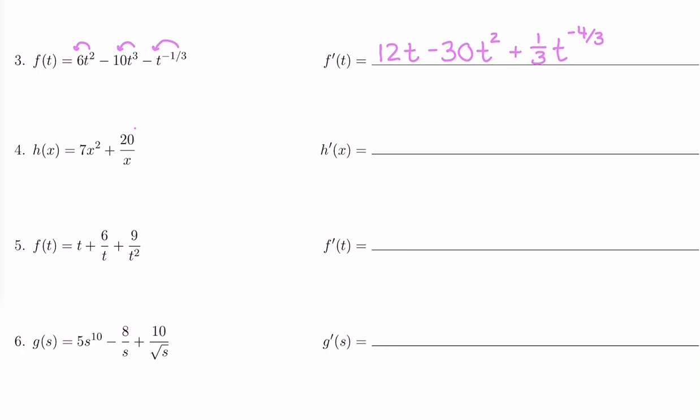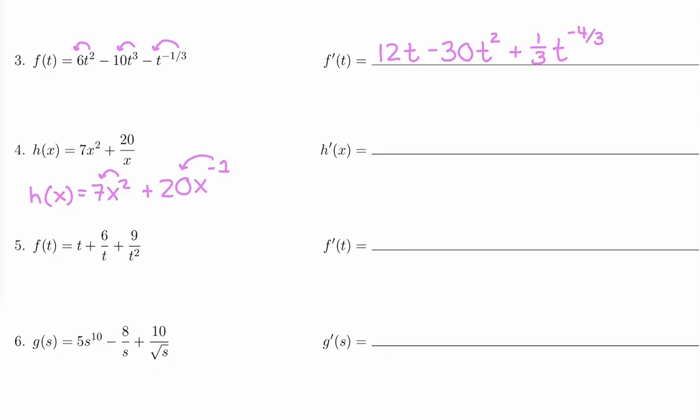The next one I have to do a bit more work because I see I have a fraction. It's not x's divided by x's. It's not a quotient rule or anything like that. We just have to rewrite it. So I'm going to rewrite this as being h of x still. This is not the derivative. It's 7x squared plus 20x to the negative power because I'm pulling it out of the denominator, and it's a 1 power. Since the power is not written, it's a first power.